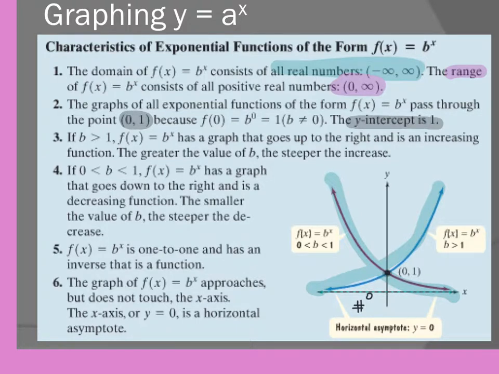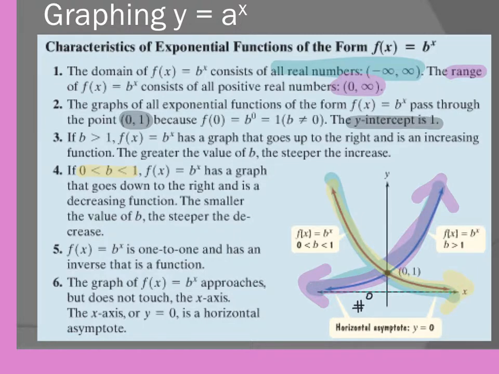Three says if b is greater than 1, so if my base is a number that's bigger than 1, then b to the x is a graph that goes up to the right and is an increasing function. So if I look at this first one, the blue one, as I'm moving from left to right, it's increasing. This would be if my base was greater than 1. And then it says if b is in between 0 and 1, the graph goes down to the right. It's a decreasing function, so something like this, okay?